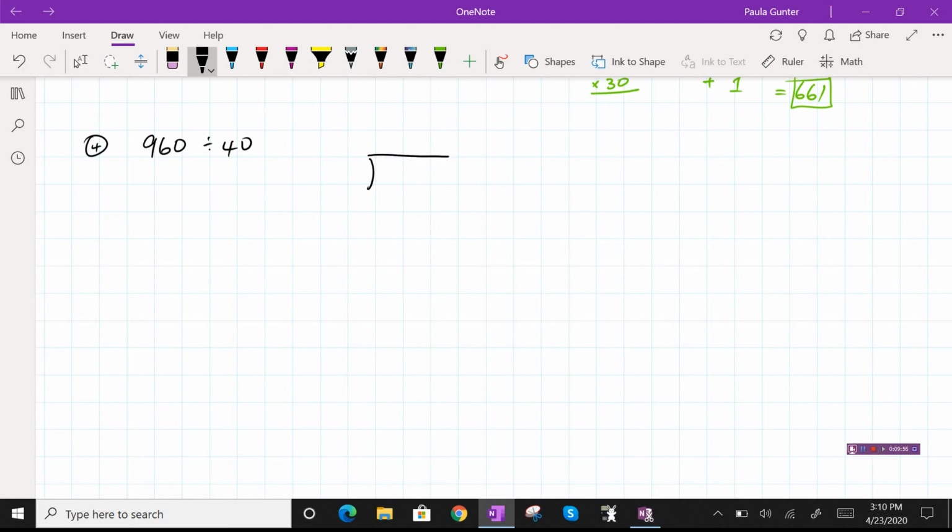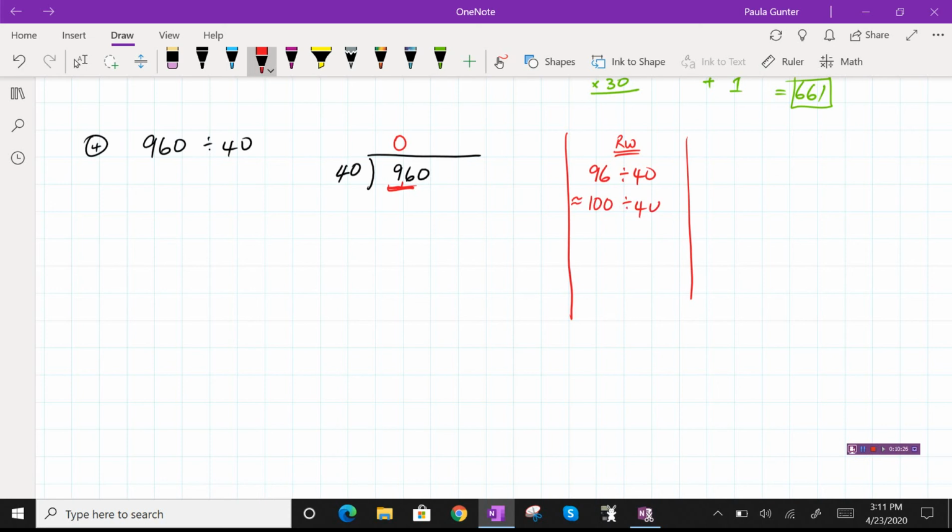And let's look. My divisor is 40. I have 960. And again, I'll ask the question, does 40 go into 9? It doesn't. The first place that it will go into is 96 divided by 40. So here's my rough work. Round to the nearest tens. This would be 100 divided by 40.